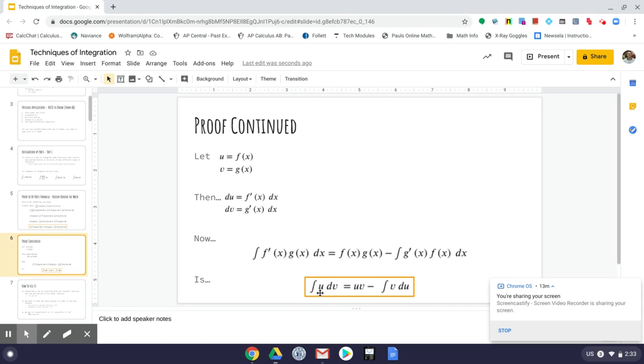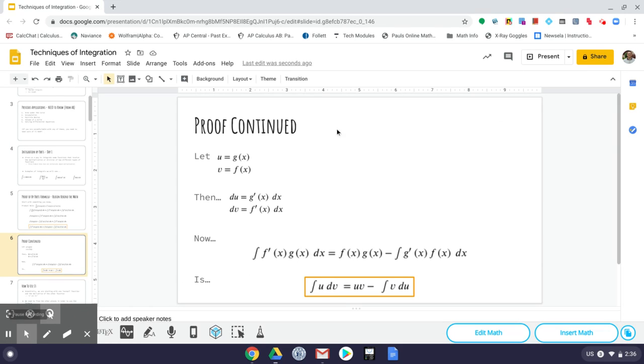It says this: the integral of u dv, which is, I'm sorry, that should say v. Give me 1 second. Okay, I apologize. I'm back, and I had to make just a quick correction.